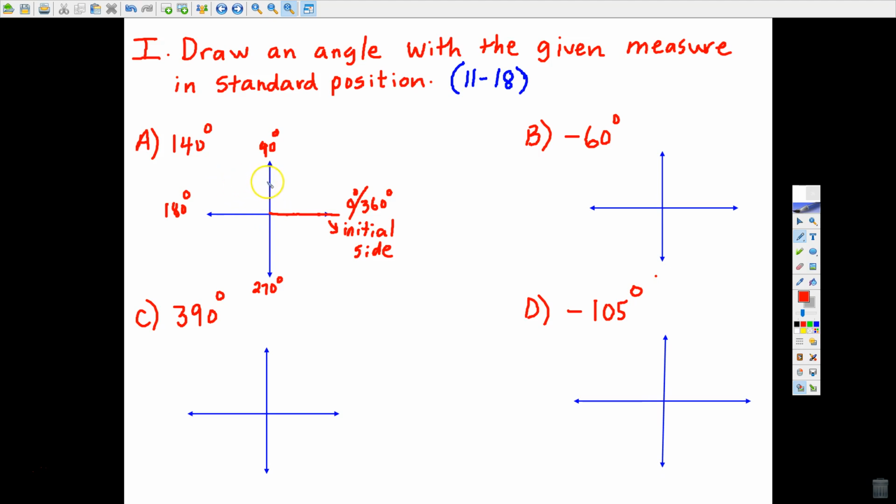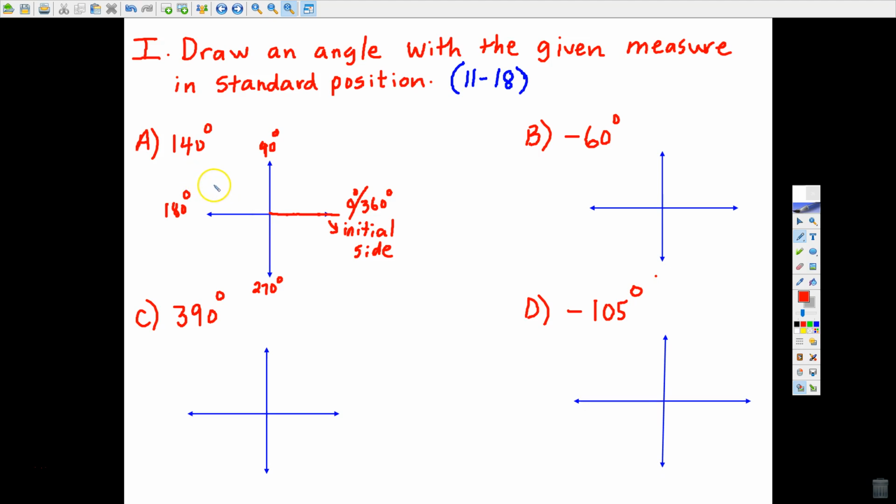All right, because remember, in between here, this is, of course, 90 degrees total, and half of 90 is 45. So if you do 90 plus 45, you've got 135. And so 135 would be exactly right in between these two. So 140 needs to be just a little bit beyond that.